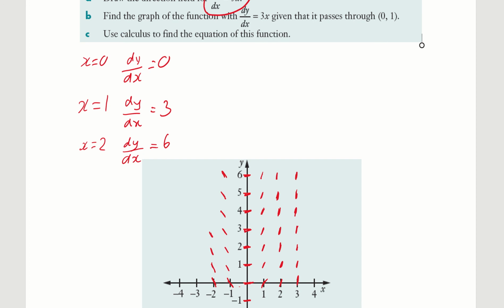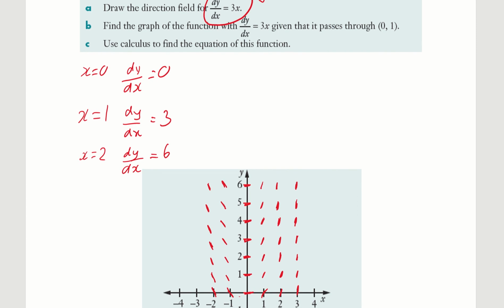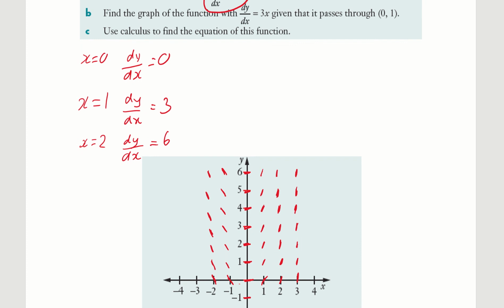Again, it seems like a lot of work, but you can see how they work, and once you complete it, you would get your slope field in total. So it's just about subbing in points. Now it says find the graph of a function that passes through the point (0, 1).